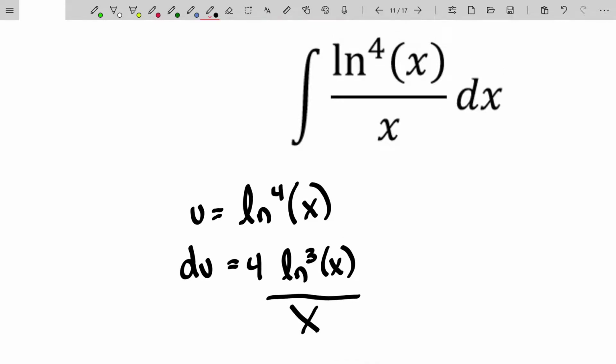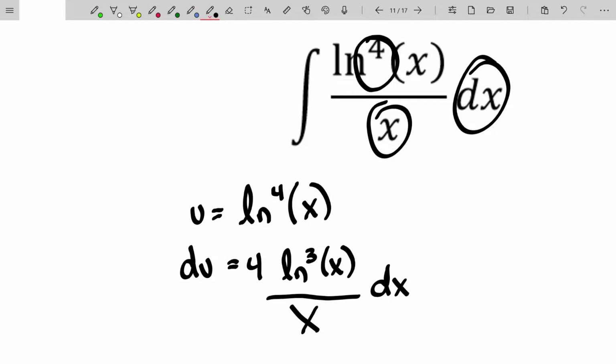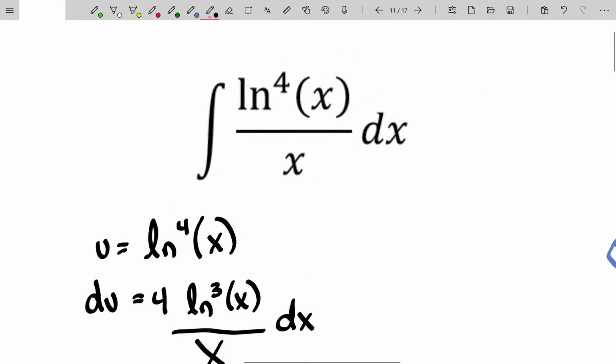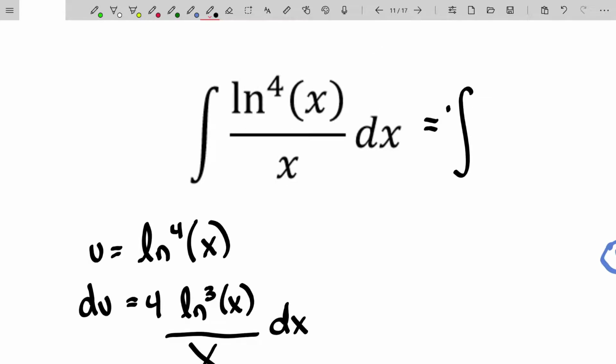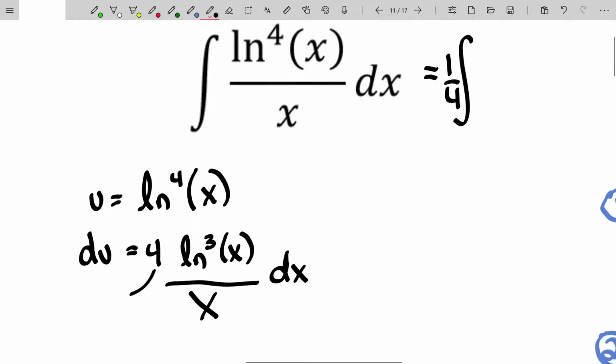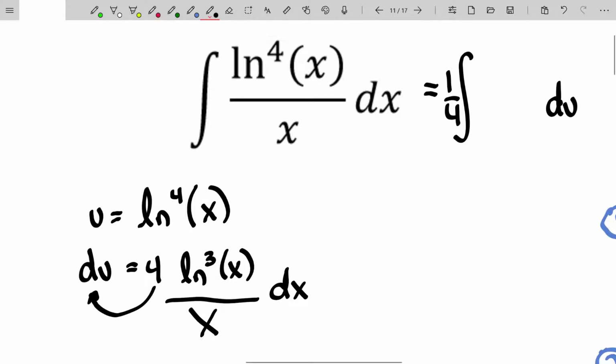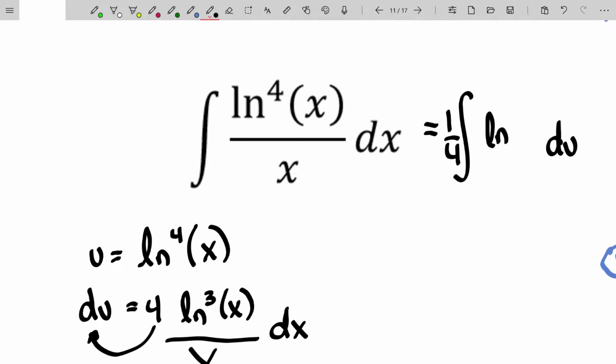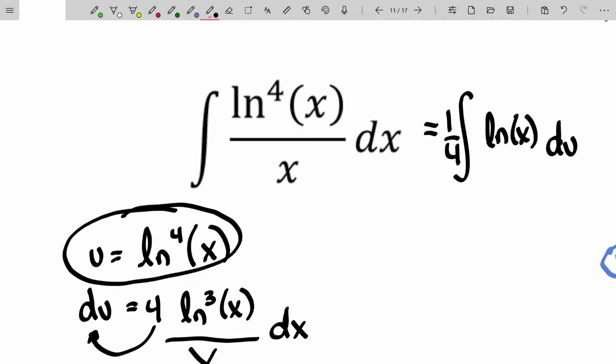And that is just not going to work out. While I do have 3 powers of a natural log over x, and a dx to steal, that is absolutely true. I have 3 powers of this to steal over x times dx. Totally have that. The problem is, when I steal all those, I'm left with a 1/4, because this 4 would move over, du, and then I stole 3 powers of that natural log, so I just have a single natural log of x, and unfortunately, u is the 4th power of the natural log of x.